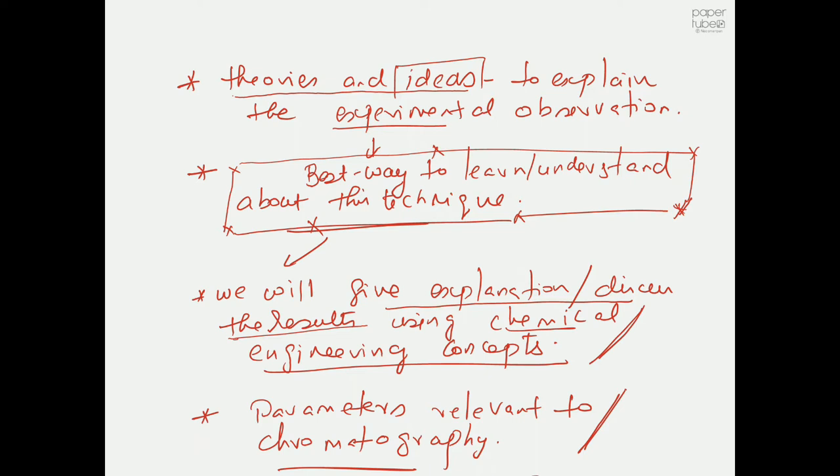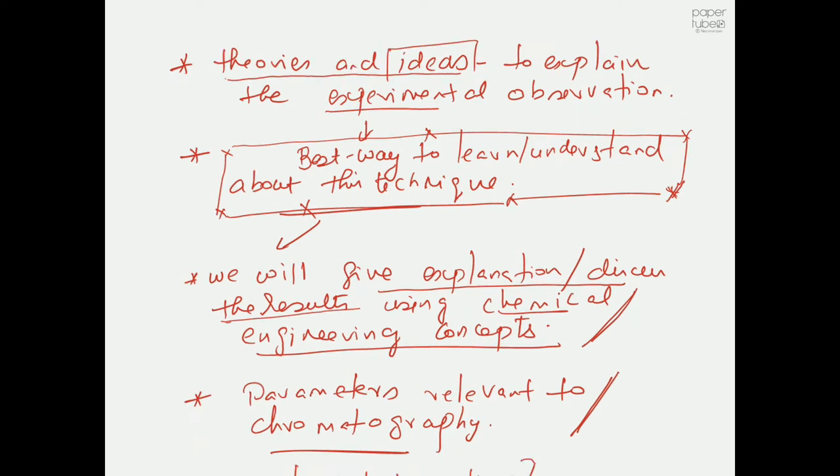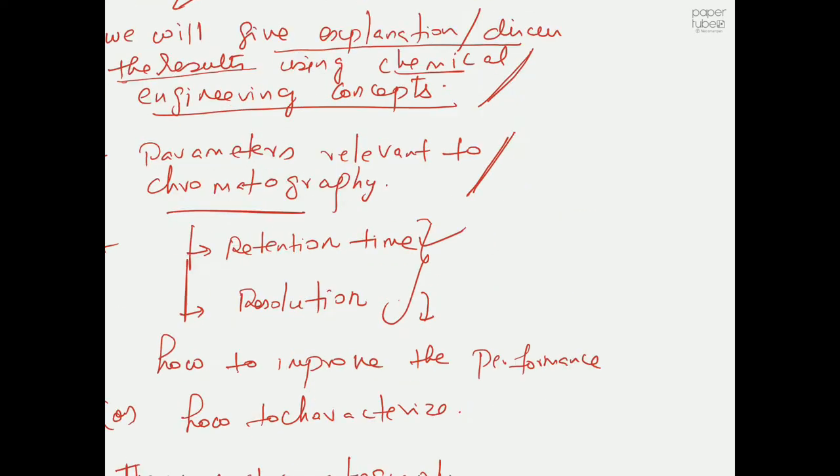Something like that, in chromatography, we have to deal with parameters like the flow rate of the mobile phase, or the properties of your solid phase, and so on. Those things we will learn in this lecture, and in particular, we will study in detail about retention time. This is a key parameter. Retention time is how much time your molecule spends in the stationary phase. We will learn about these things.